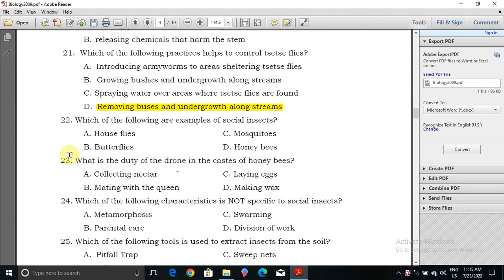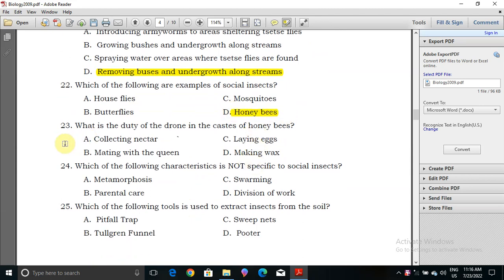Okay, now question number 22. Which one of the following are examples of social insects? Houseflies, butterflies, mosquitoes, or honeybees? The correct answer, an example of a social insect, will be the honeybees. Question number 23. What is the duty of the drone in the case of honeybees? Here we have collecting nectar, mating with the queen, laying eggs, or making wax. So the correct answer will be mating with the queen. This is the correct answer for question number 23. That is the duty of the drone.